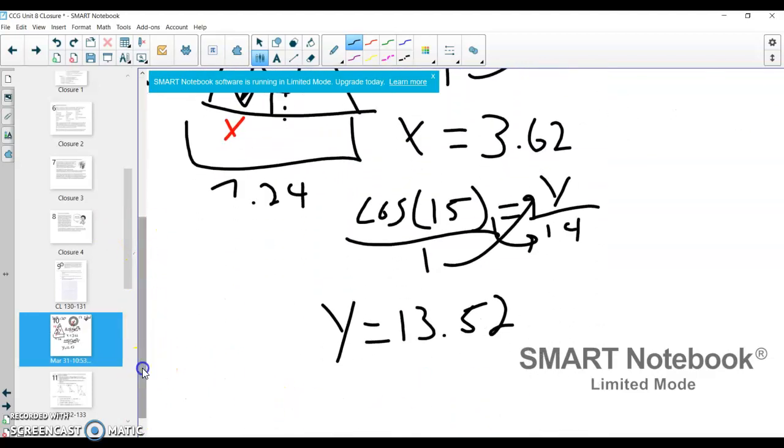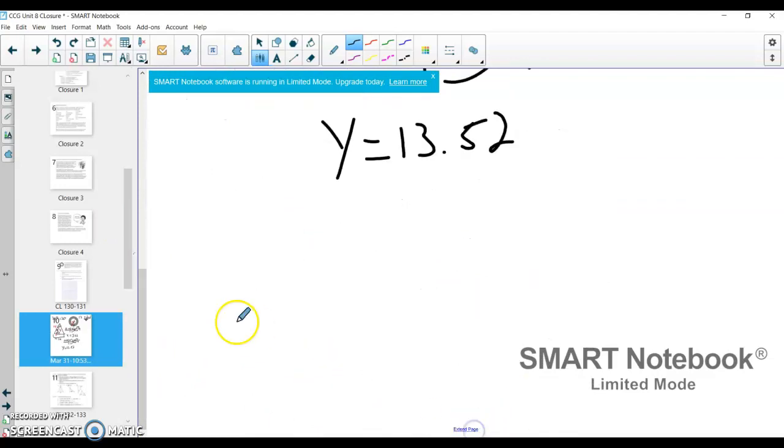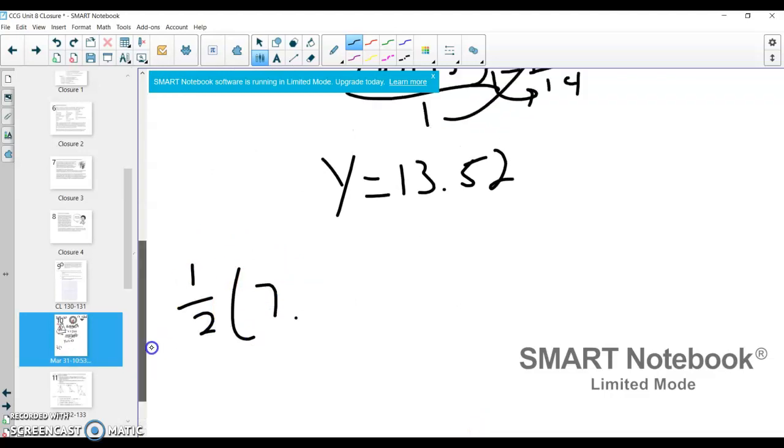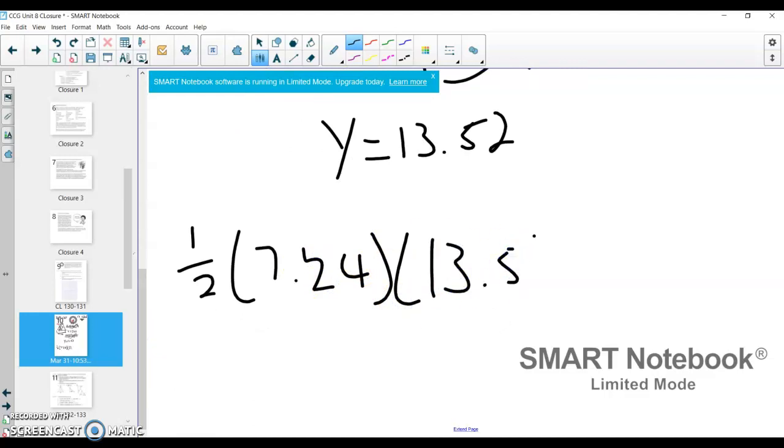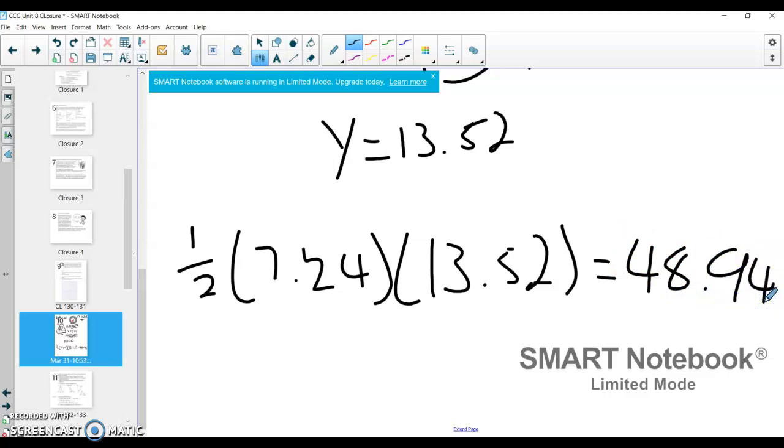All right. The area of a triangle is 1/2 base times height. 1/2, the base was 7.24, and the height is 13.52. If I calculate this out, I get that this is 48.94 for one triangle.